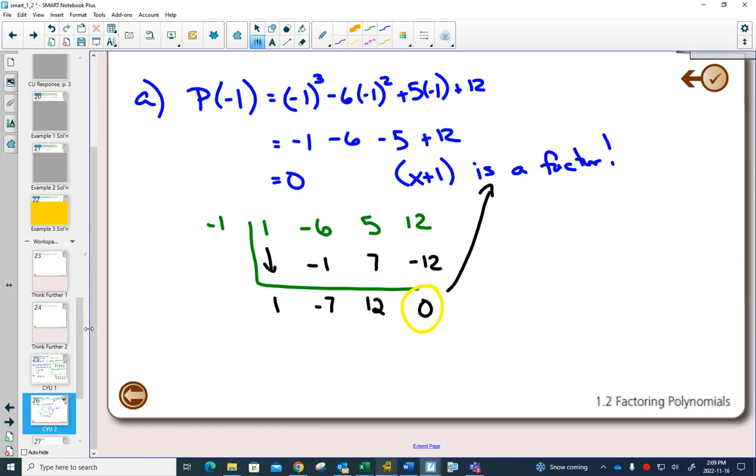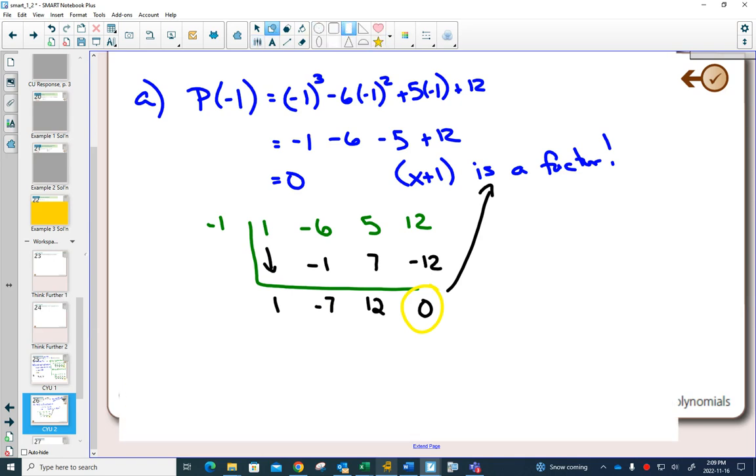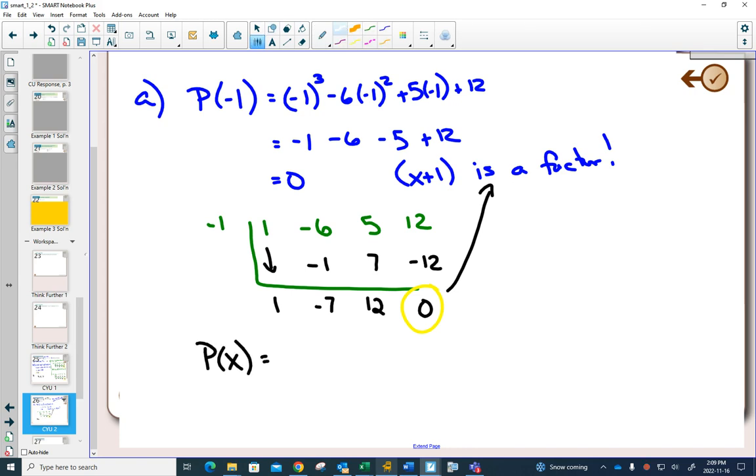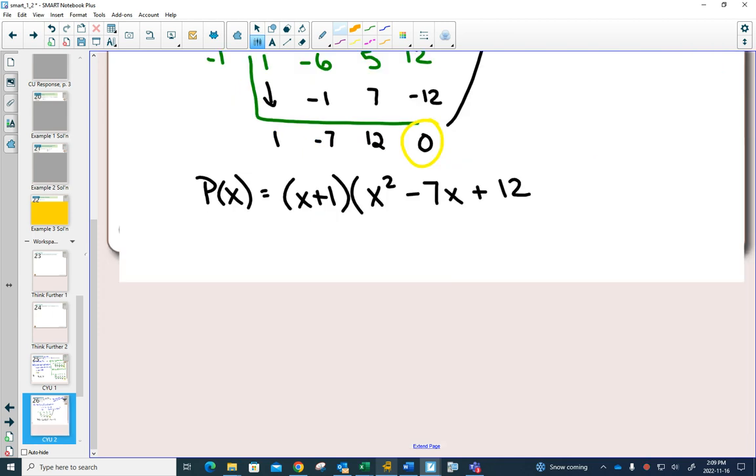This also tells me I can write the division statement. This is why synthetic division is nice. P of x is x plus 1 times x squared minus 7x plus 12. Now I want you to leave a little bit of space there, and then we'll go to B. Whew, another half mark off. Not closing my bracket.